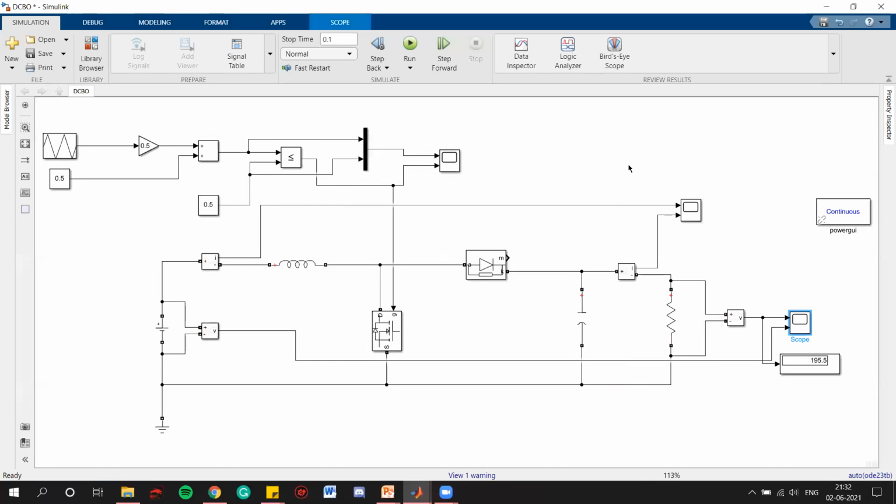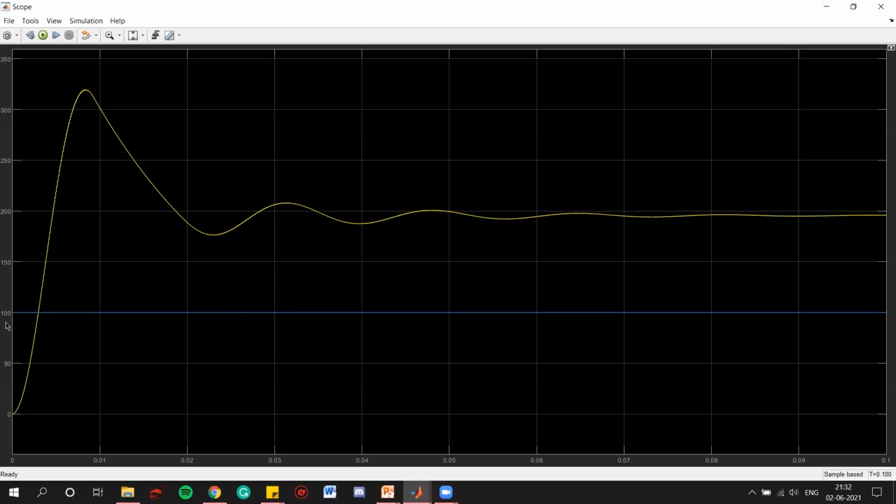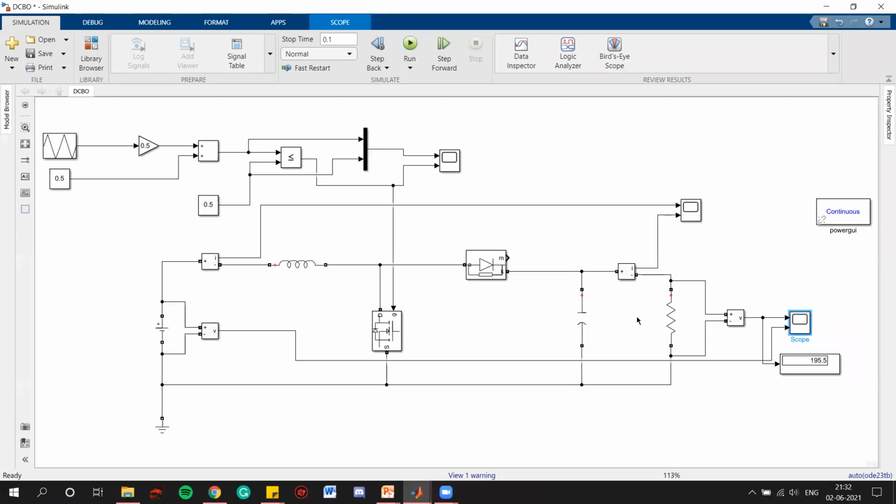So we will get a perfect answer. Now we can see that this 100 volt is our DC input, and after some fluctuations our output will be constant. This whole fluctuation will depend on the value of this capacitor. As we increase or decrease the value of this capacitor, we will get the output. Now let's look at the currents.